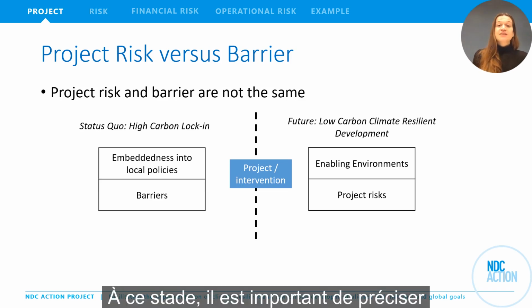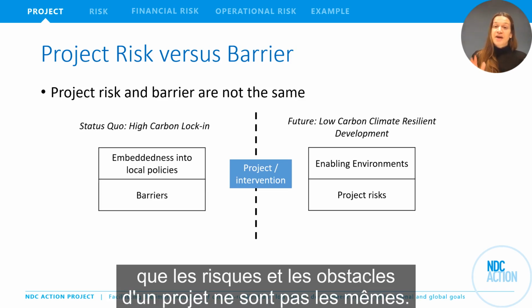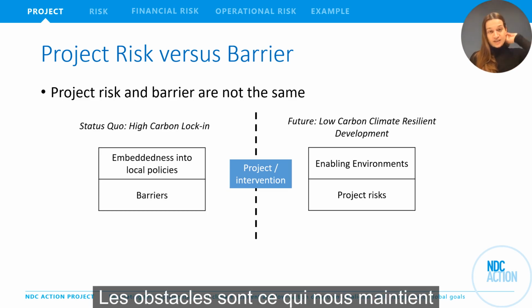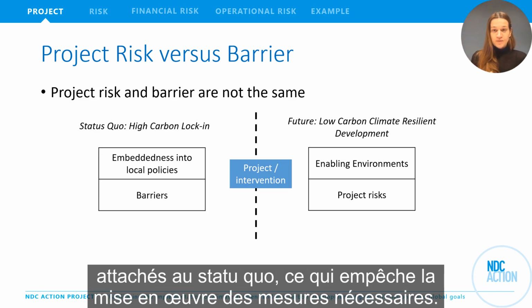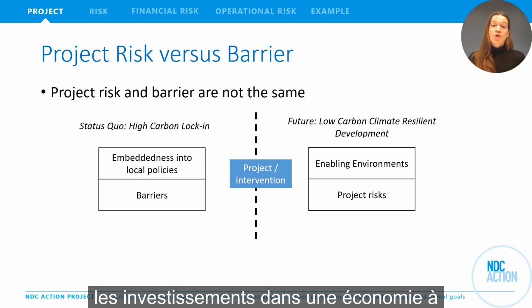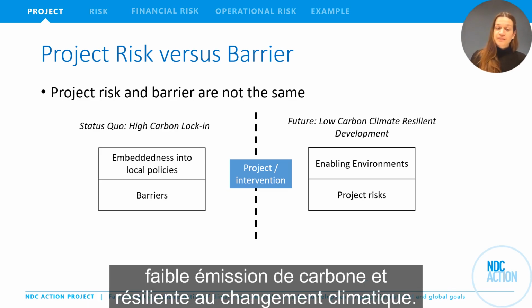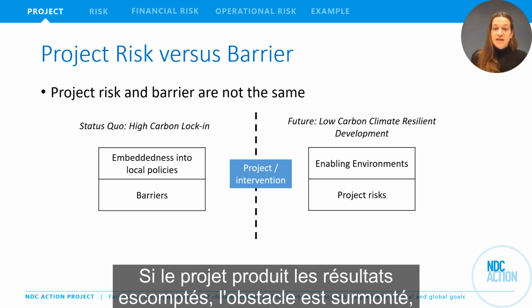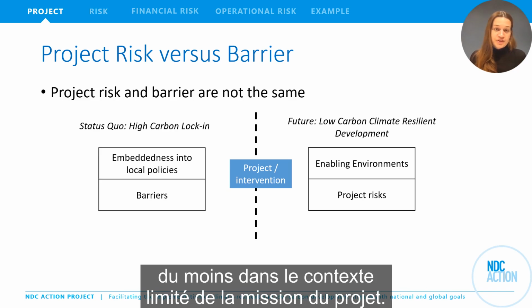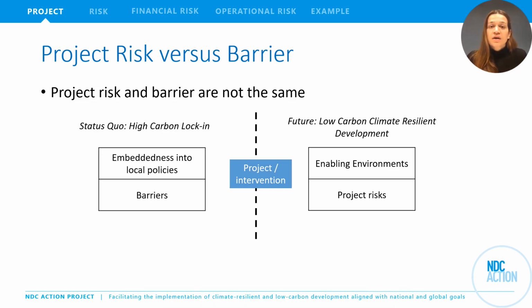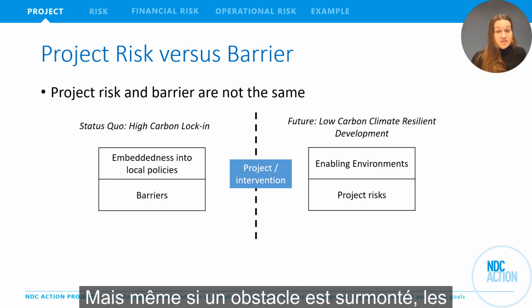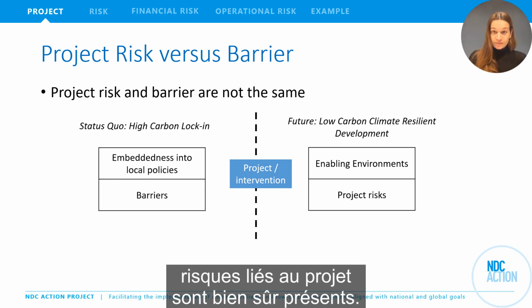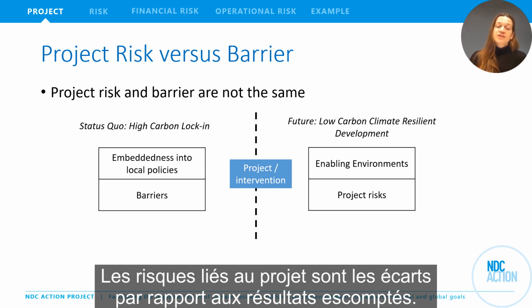At this stage, it is important to state that project risks and barriers are not the same. Barriers are what keeps us tethered to the status quo, what keeps the needed investments into a low carbon and climate resilient economy from happening. We conduct the project, the intervention, to overcome the barrier. If the project is fulfilling its intended output, the barrier is overcome, at least in the limited context of the project's remit. But even though a barrier is overcome, of course, project risks are there. Project risk is the deviation from the intended project outcome.